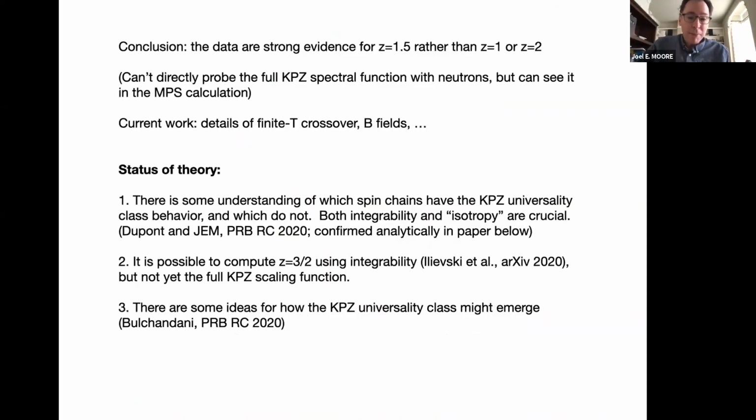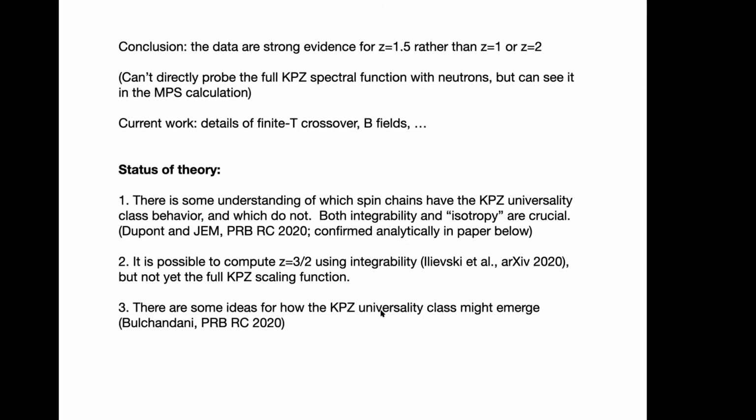We do understand a bit more broadly which spin chains have this KPZ universality class behavior and which don't. Maxime and I studied a whole bunch of spin chains and said the key ingredients are integrability and, in a sense, isotropy. And that is now confirmed, at least Z equal to 3/2, by a group of distinguished theory authors, not us. Z equal to 3/2 can be understood for a variety of spin chains. As far as I know, maybe the full KPZ scaling function wasn't possible a year ago, but if it is now, that's great. I suspect it will not take long.